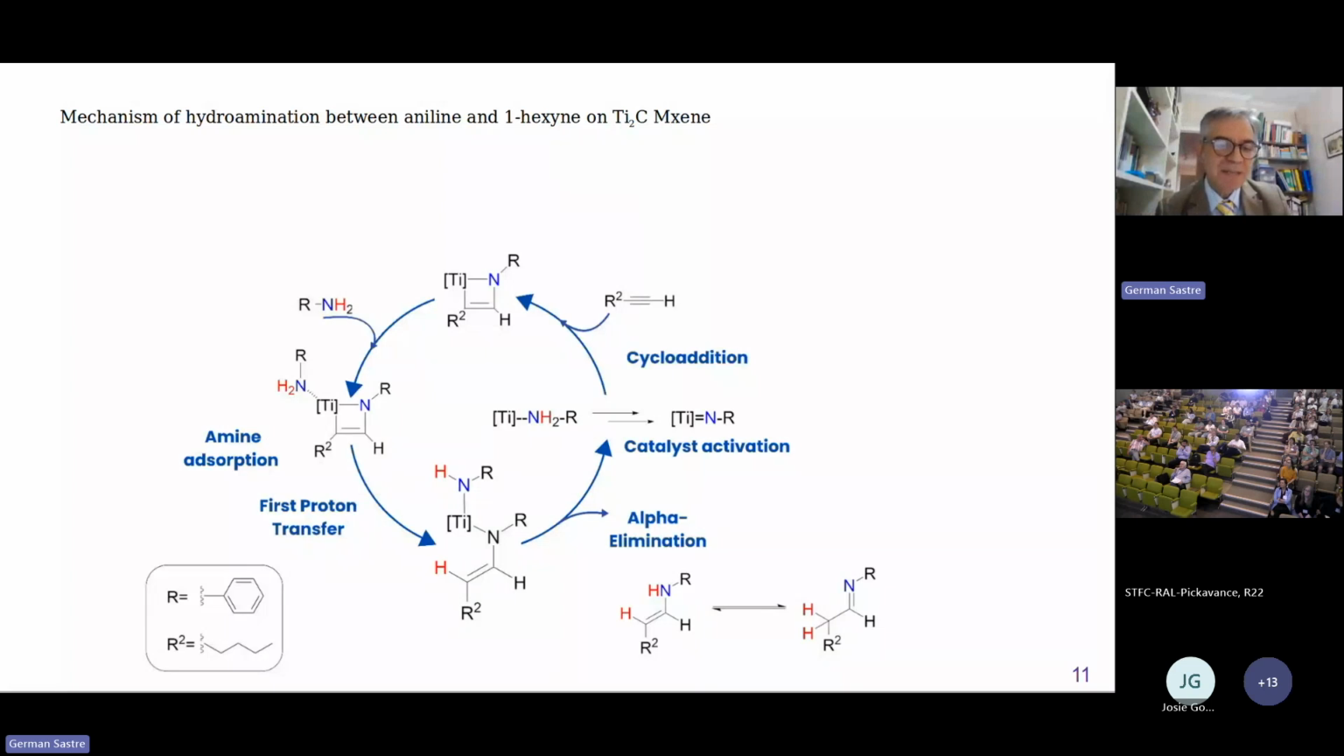Okay, so both of these amines are bonded to the same titanium atom, and these two hydrogens that you can see in the left part in red, these two hydrogens of the amine will be given in two different steps: first proton transfer, second proton transfer to the right part of this square four-atom intermediate, to give these two hydrogen atoms to either side of the carbon-carbon double bond and to the nitrogen to give the product.